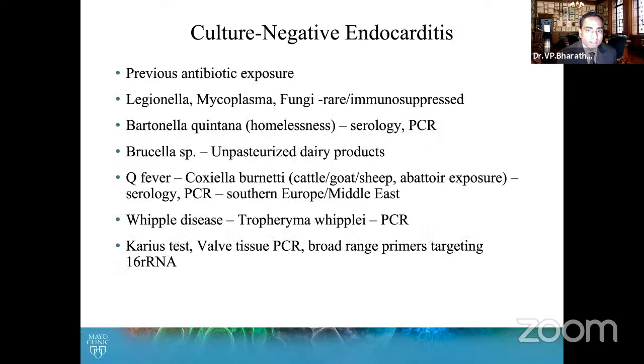So as we discussed, positive blood cultures are one of the major criteria, one of the pillars and hallmarks of diagnosing infective endocarditis, but sometimes the cultures are negative. And most of the time this is due to previous antibiotic exposure. That's the bulk of patients with culture negative endocarditis. And depending on the geography of the world where the patient is from, other uncommon conditions may be there, like Bartonella, Brucella, Q fever, and Whipple disease. And we'll talk briefly about those.